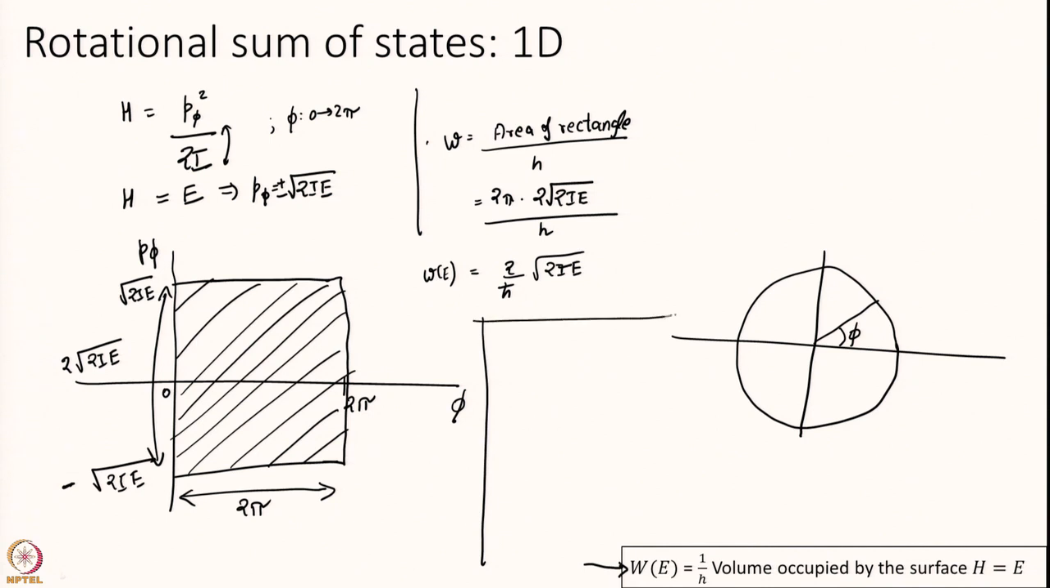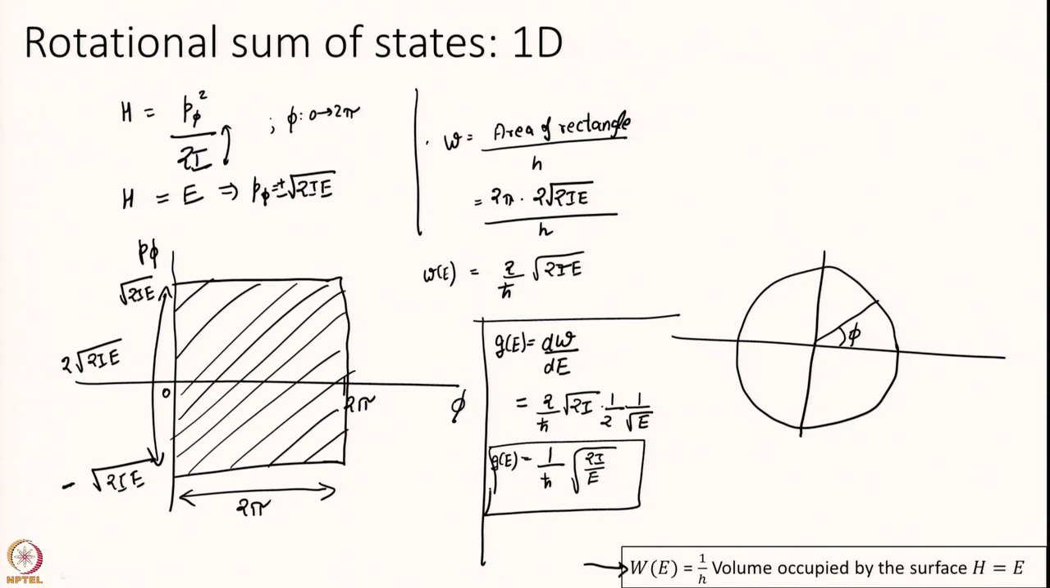I can also calculate G of E now as dW over dE. This is going to be our strategy for classical mechanics at least. And remember that for rotations, classical mechanics is usually very good, so this is a pretty good approximation. So, this will be equal to 2 over h bar root 2I into half of 1 over root E. So, this is nothing but 1 over h bar root of 2I over E. I am not doing the quantum version here right now, but classical mechanics usually holds very well anyway.